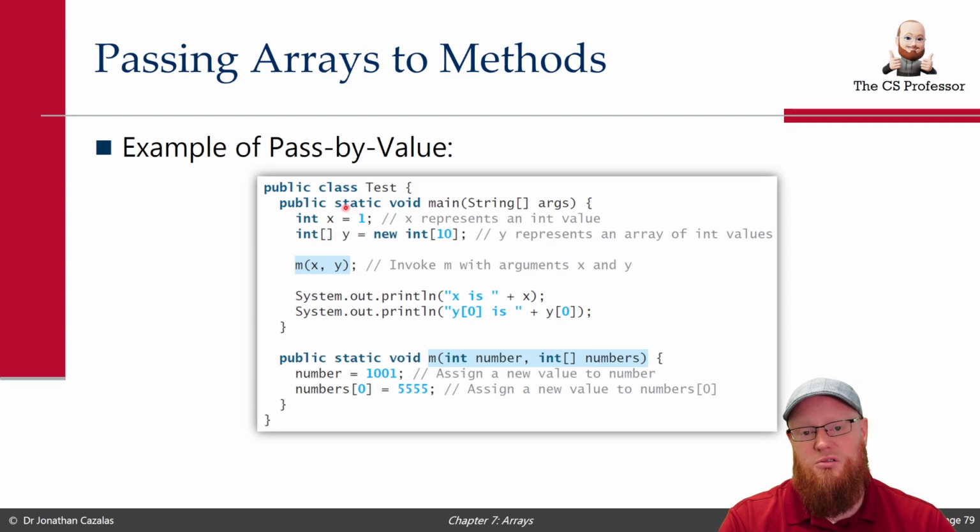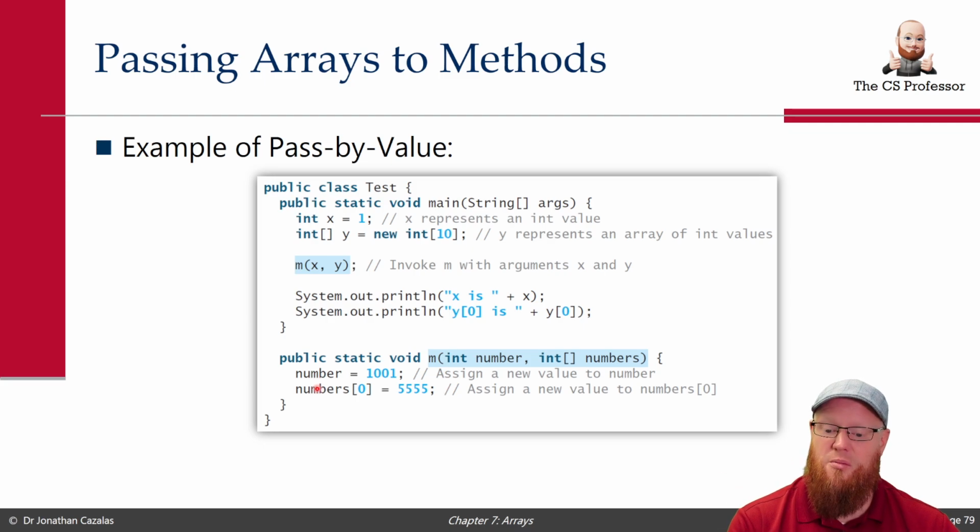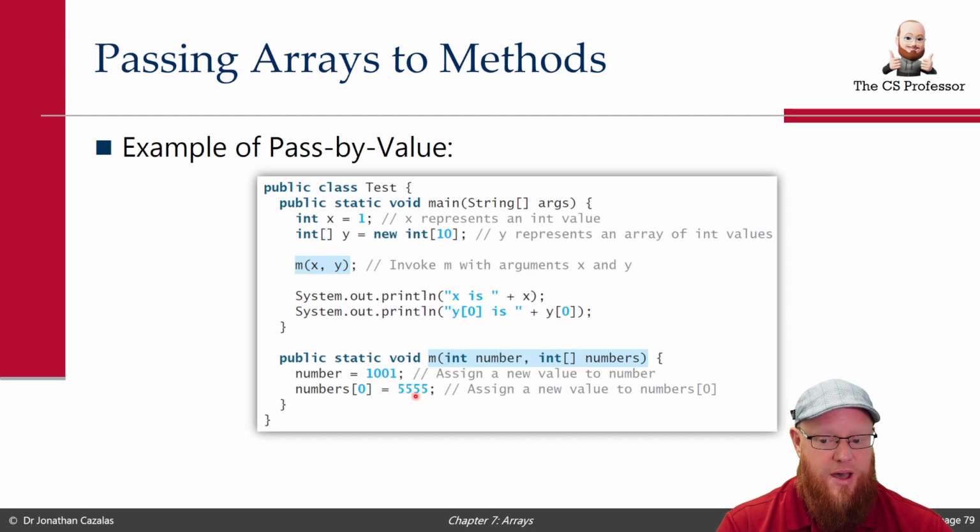We've covered this previously with methods. X is still 1 because x is a local variable, and this variable number is a local variable. We changed the number from being 1, what was sent over as a parameter, to now being 1001. But it's a local variable, so x is still 1. But here's what's important on this example. y0 is, and when we print y at index 0, what gets printed is 5555.